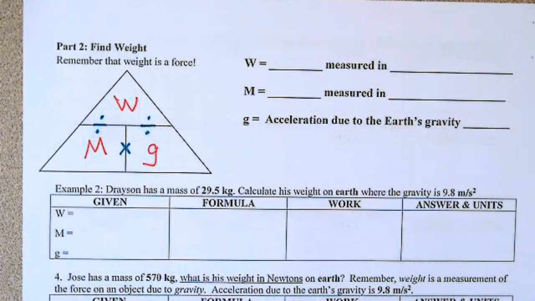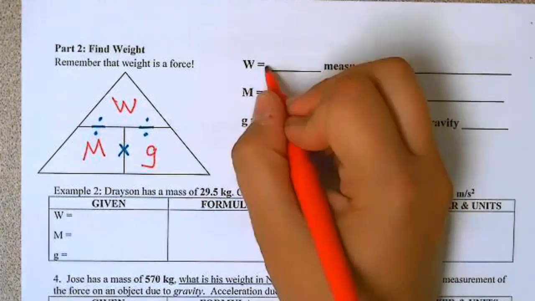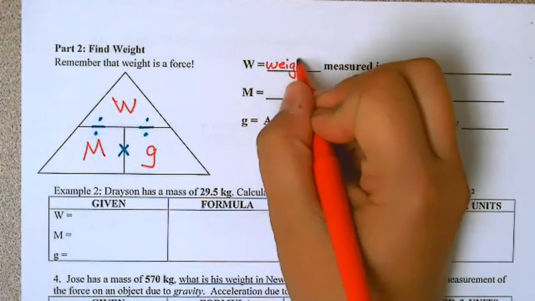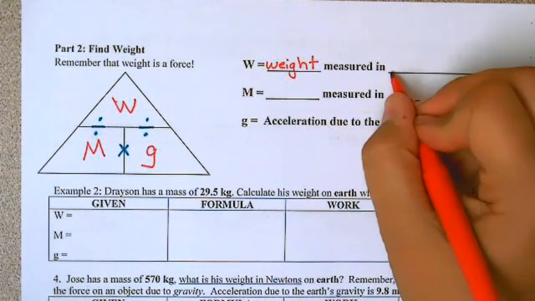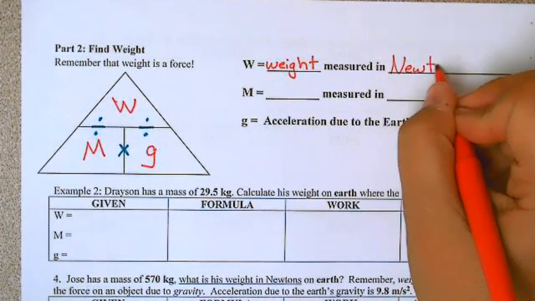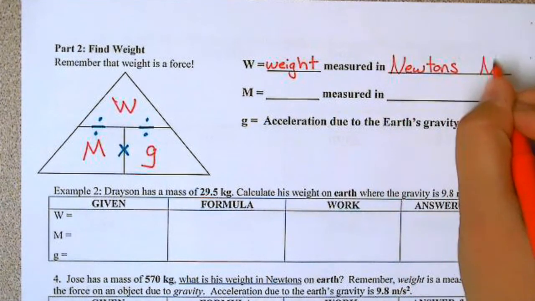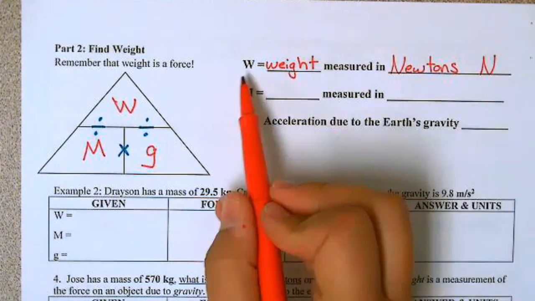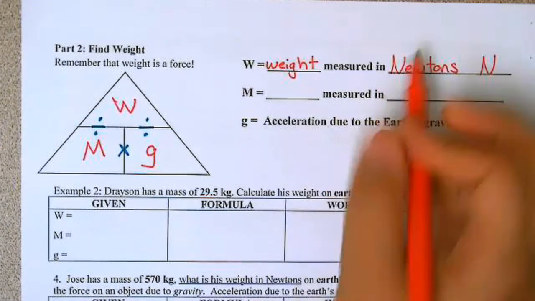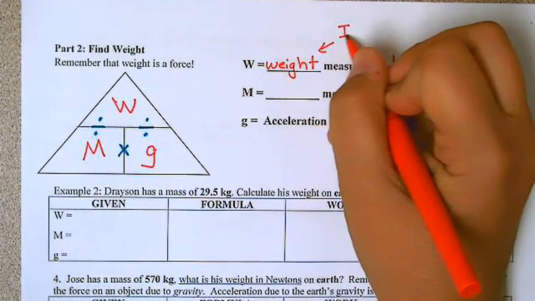Okay, so remember that weight is W. Weight is measured in newtons, represented by the letter N. So if you notice from our previous formula, force equals mass times acceleration, the weight is a force. So weight is a force.